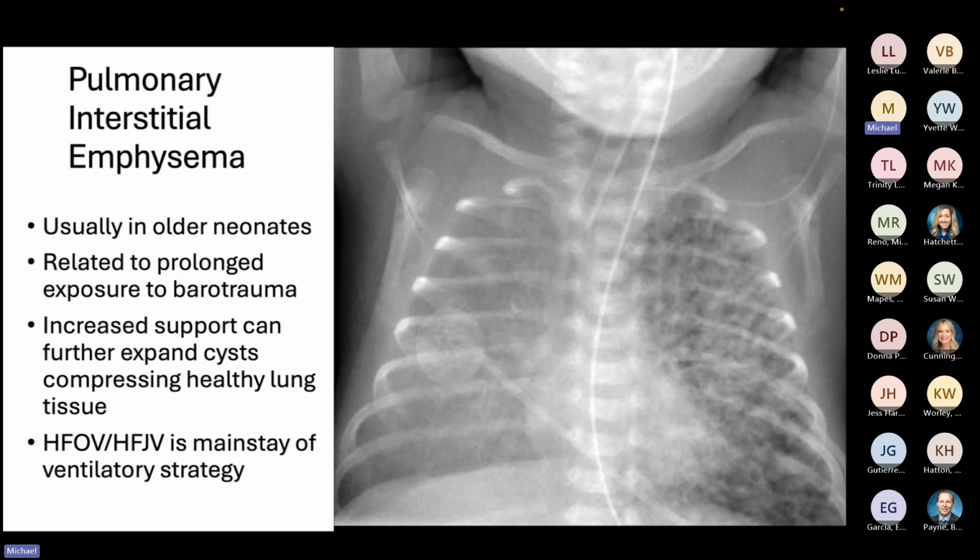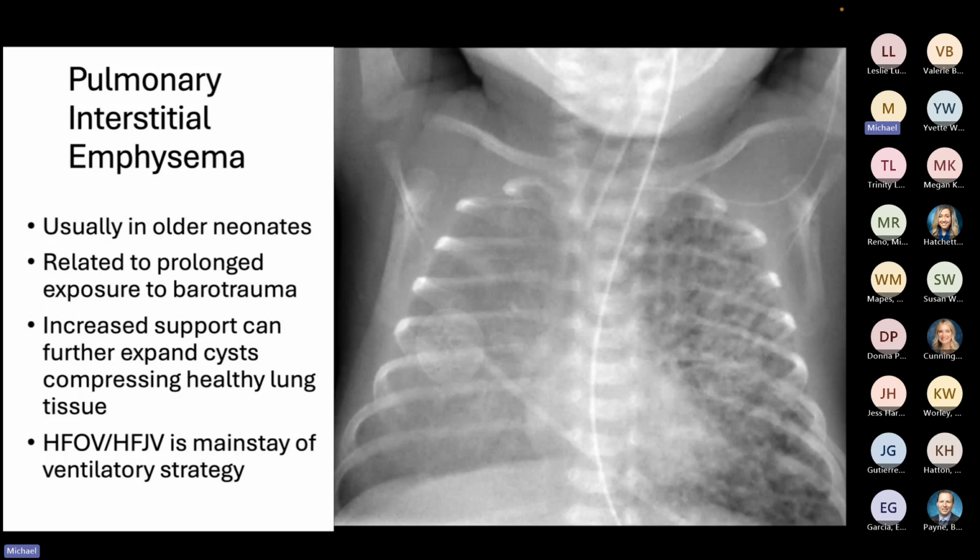This is our last air leak, which is pulmonary interstitial emphysema. The typical presentation is in a baby born very premature who has been on mechanical ventilation for at least a few days, if not longer. It is related to prolonged exposure to barotrauma. The trouble with pulmonary interstitial emphysema is that it requires increasing amounts of respiratory support, which can expand the cysts and compress healthy lung tissue.